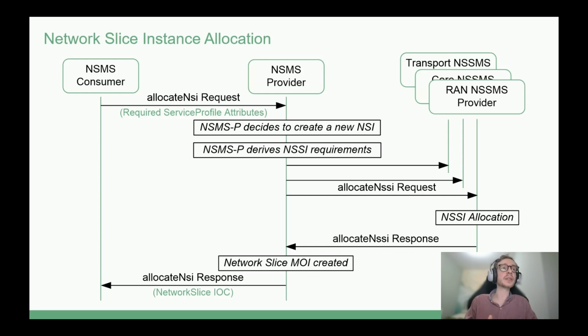In addition to this, the consumer is also going to be provided with a network slice distinguished name. And this is an identifier, an ID for that specific network slice. And that's that network slice ID we saw previously.